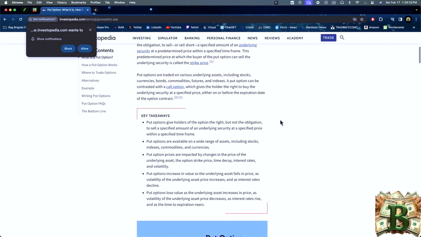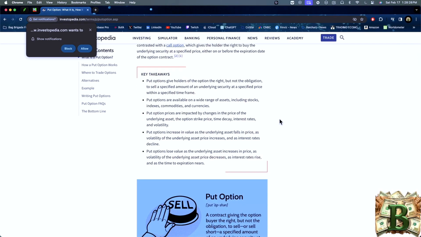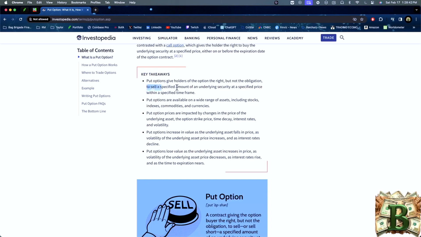All right, your key takeaways on puts. Put options give the holders of the option the right, but not the obligation, to sell a specified amount of the underlying security at a specified price within a specified time frame. Put options are available on a wide range of assets, including stocks, indexes, commodities, and currencies. Put option prices are impacted by change in price of the underlying asset, the option strike price, time decay, interest rates, and volatility.